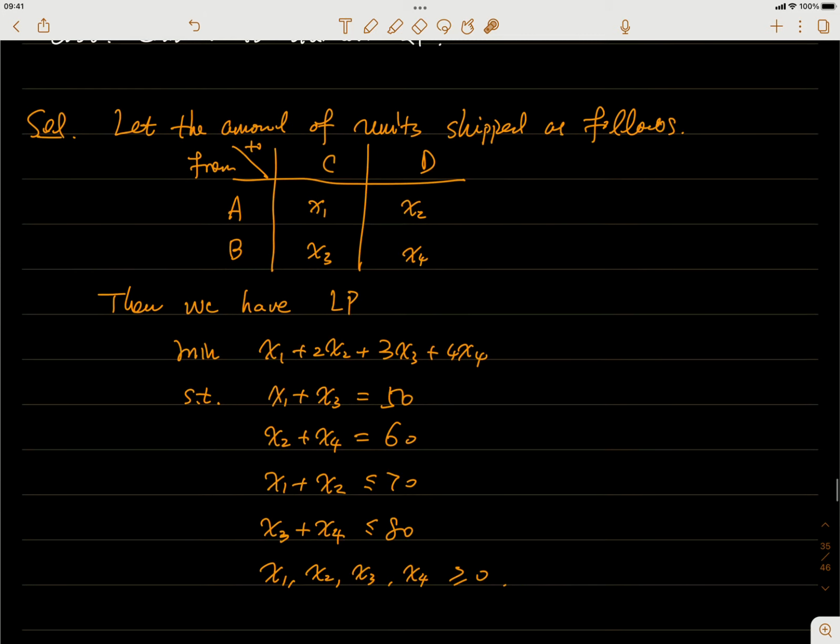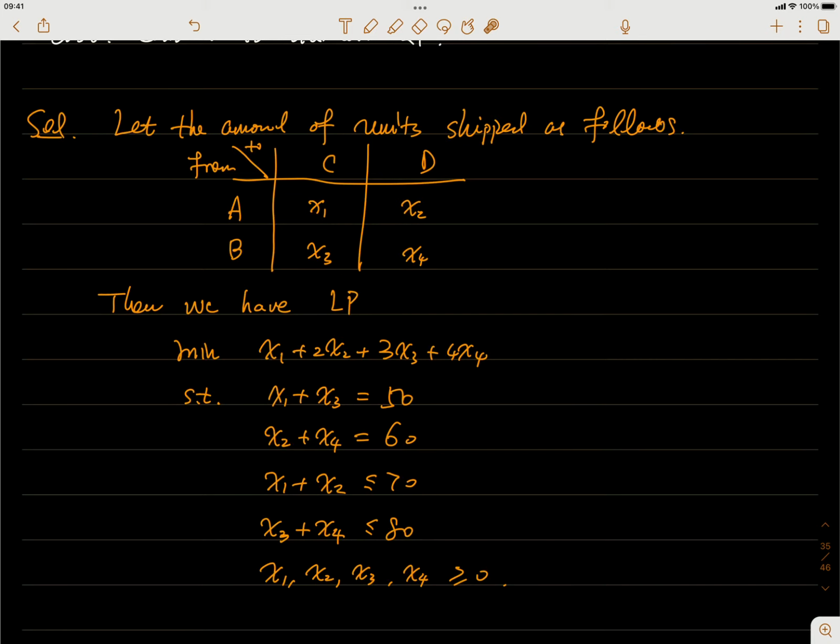Since the question is how many units we should ship from each of these two warehouses to each of those two customers, let's form this table of variables to decide. The x1 indicates the number of units we should ship from A to C. These four values are the unknowns.